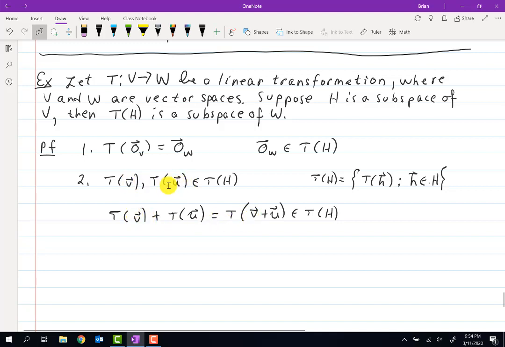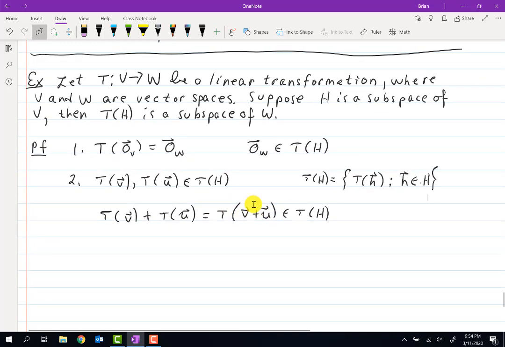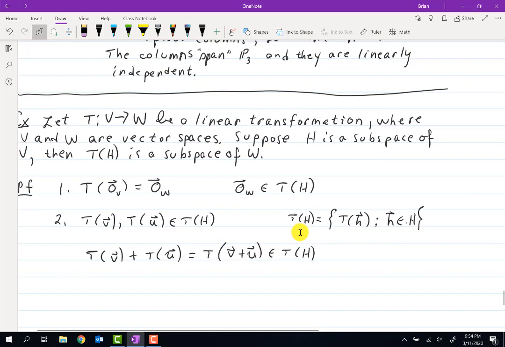By saying this right here, I'm saying that V was in H and U was in H. That's why this thing and this thing are in T of H. So together, when I add them together here, this item, V plus U, is in H. We know that because H is a vector space. Then T of that is in T of H.